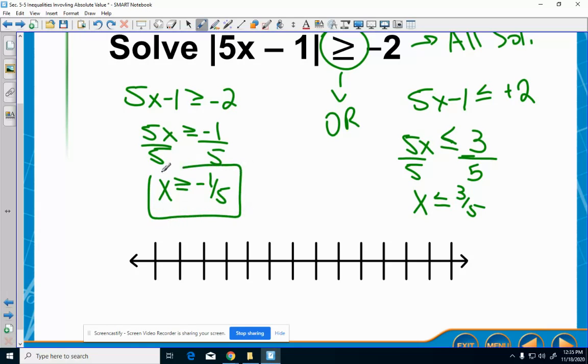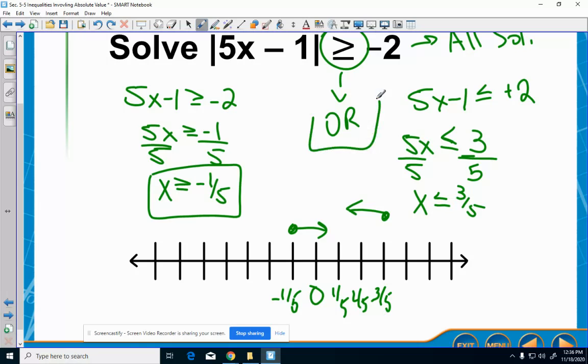Things that are greater than or equal to -1/5. If we said -1/5 there, they go that way. And then if this is 1/5 and 2/5 and 3/5, this one is here going that way. But I don't connect them because the word "or" doesn't require both of them to be true. The word "or" gives you choice.